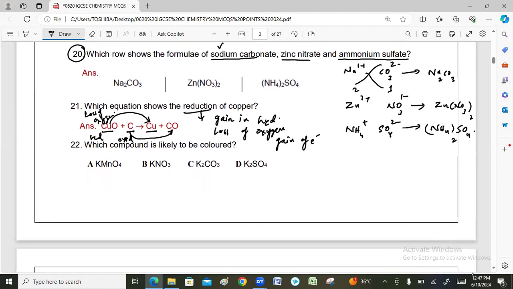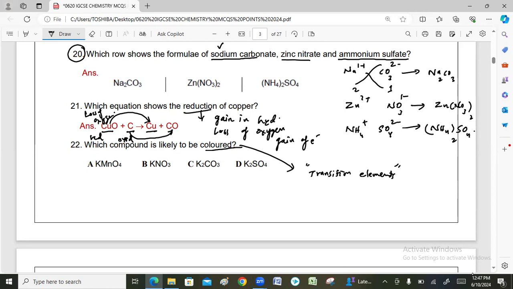Which compound is likely to be colored? So colored, this is the property of transition elements. So transition elements normally form colored compounds. The other properties are they have high melting and boiling points. They have variable oxidation states. The compounds of the transition elements can be used as a catalyst. They can form the complex compounds.